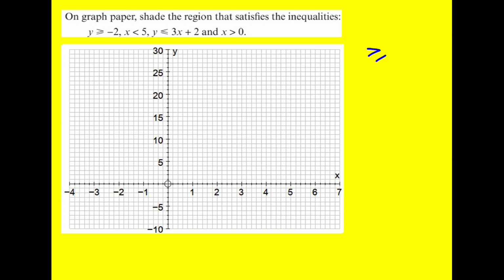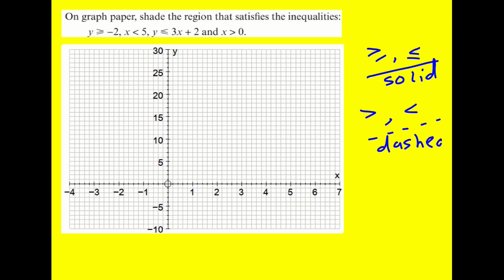So greater or equal to, less than or equal to, they can equal one another and we use a solid line. Whereas greater than or less than, they can't equal one another and we use a dashed line to show that. So I'm going to get a solid line here, and dashed here.